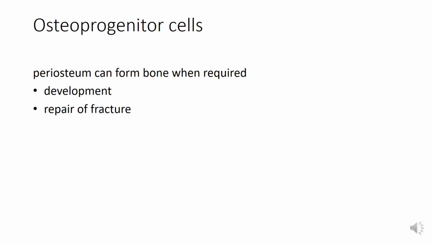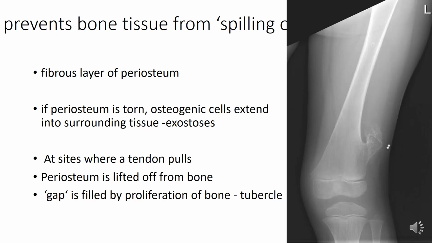Second function is that it provides osteoprogenitor cells, the cellular layer of periosteum. Periosteum can form bone when required. This helps in development and also repair of a fracture. Third function is it prevents bone tissue from spilling out. This is a function of the fibrous layer of periosteum, which is the outer layer of periosteum.